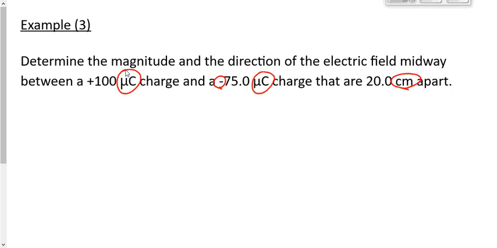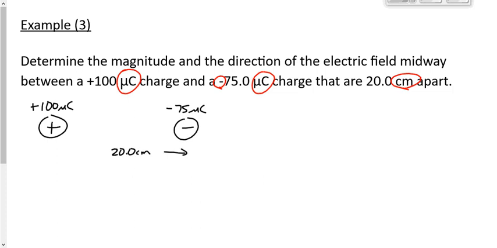We got a 100 microcoulomb charge right here, 100 times 10 to the minus 6. We have another one over here that's negative 75 microcoulombs. And then we have a distance here that's 20.0 centimeters. We want to find the field strength right here, midway between, halfway between those two charges.